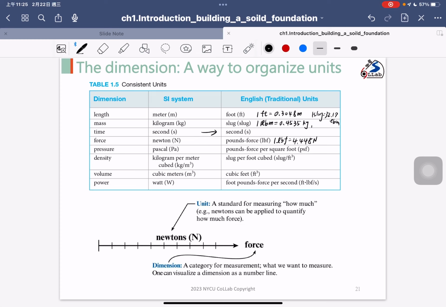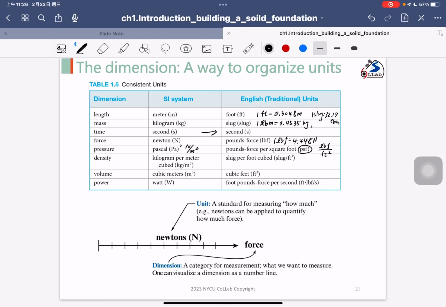Okay, and what about pressure? Pa is the Pascal here. But we know that the pressure unit should be newton per meter square, right? But on the right hand side, I think you didn't see the unit PSF before. So what is the meaning of PSF? PSF is pound force per ft square. That's why we call it PSF.